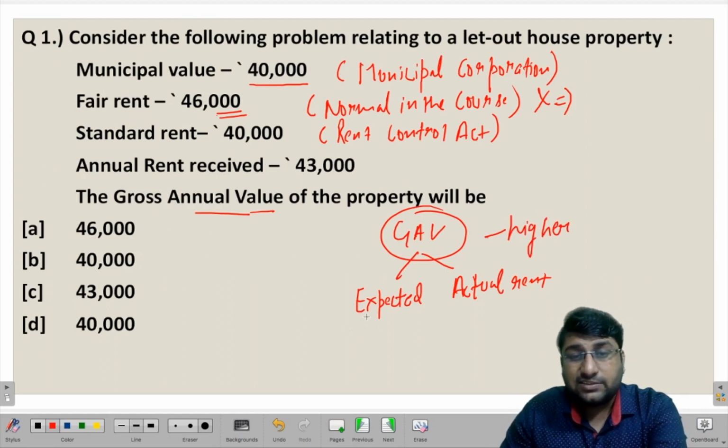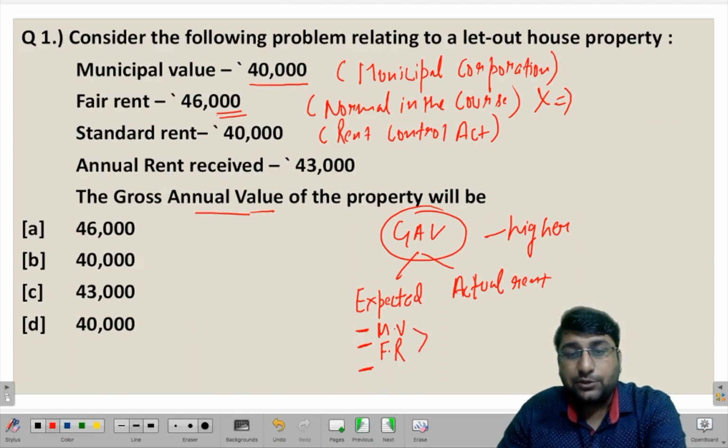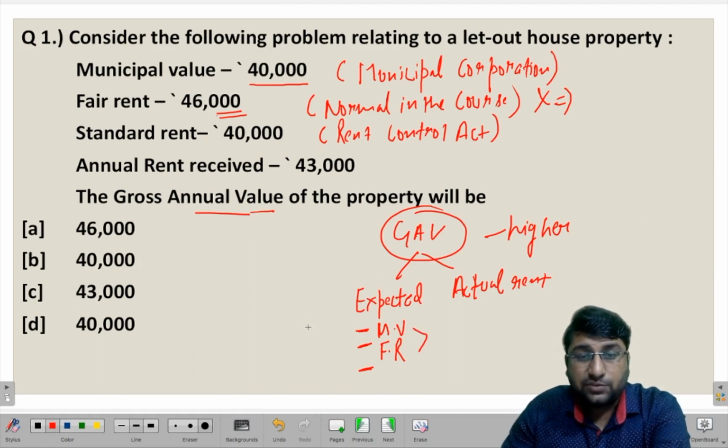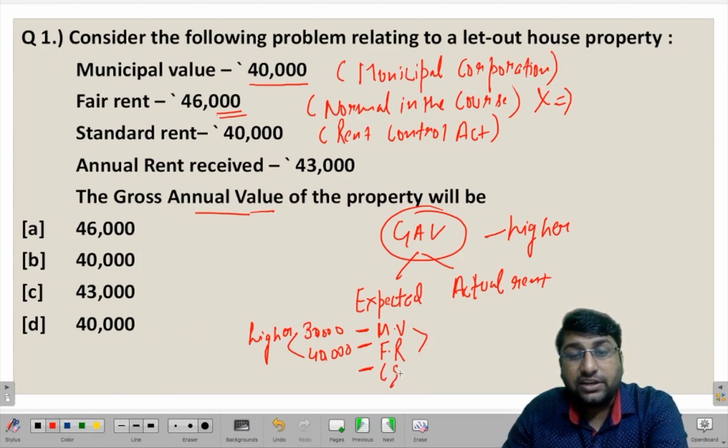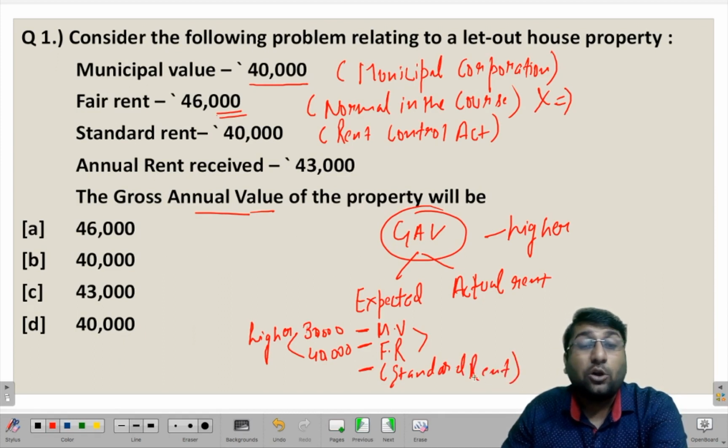Also, your expected rent is categorized into three further terms: municipal value, fair rent and standard rent. In case of expected rent, the value which is greater between municipal value and fair rent shall become your expected rent. So let us say that municipal value is 30,000 and fair rent is 40,000, so we'll take the higher of the two, 40,000. But there is a big but: that has to be subject to standard rent. That basically means that in any case, the expected rent cannot exceed the standard rent.